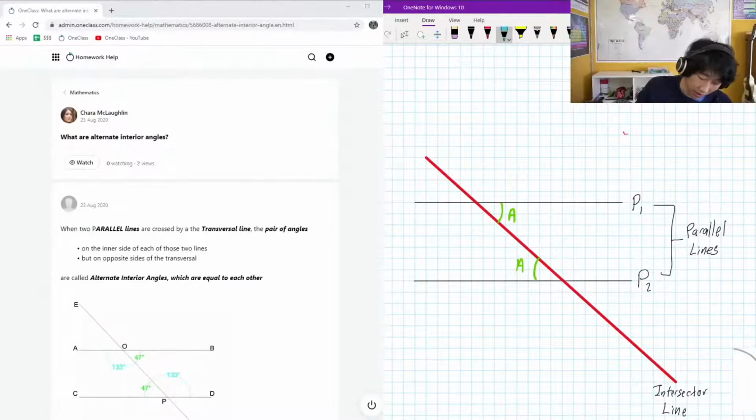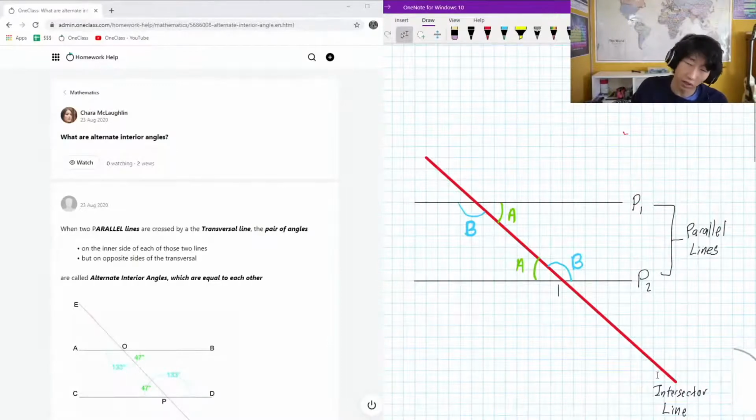Now, this also applies to the other angle here, this angle B for blue. It's also going to be the same on either side of the intersector, but they're going to be on alternate sides. So you see, if we are going from bottom to top of the intersector, the top left angle is going to be equal to the bottom right angle. And those have to be equal.